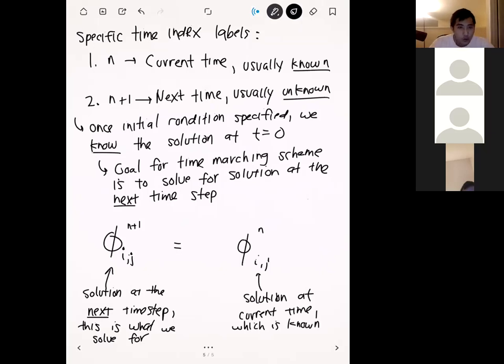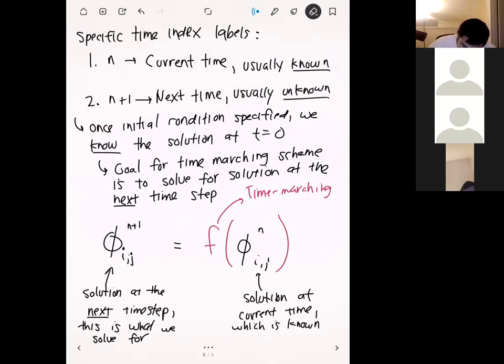And then we're going to apply a time marching algorithm to it. It's a bit hard to write an algorithm in a simple way like this, but I can just call it f. This f is some function, and this function is going to be our time marching scheme. All time marching schemes follow this basic principle: the scheme takes the known solution at the current time, applies some math to it based on the scheme, and from that, we're able to solve for the solution at the next time step.